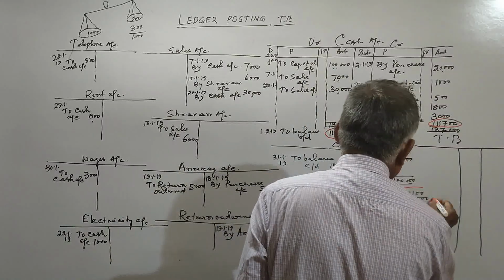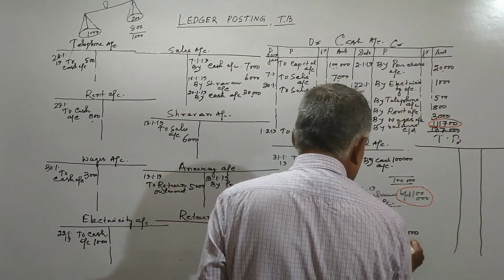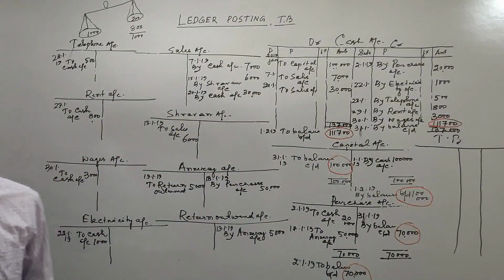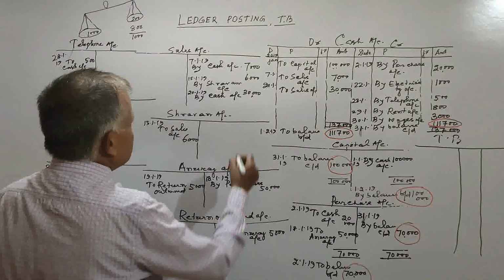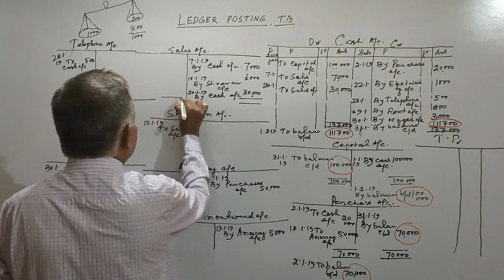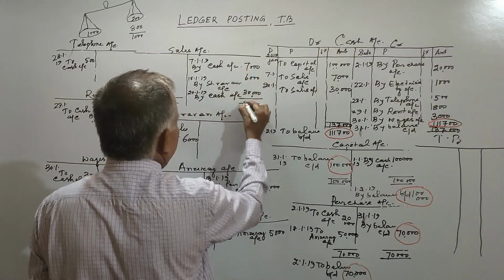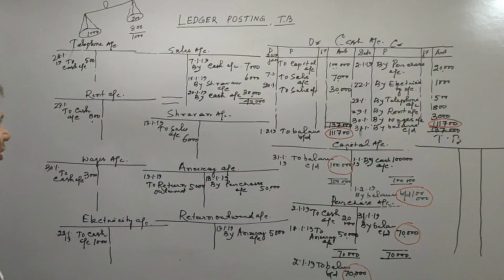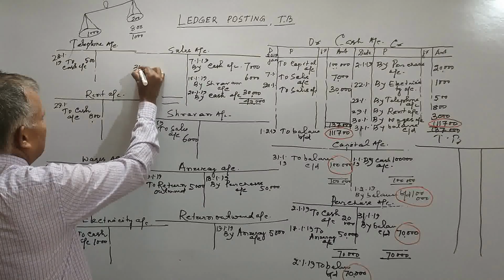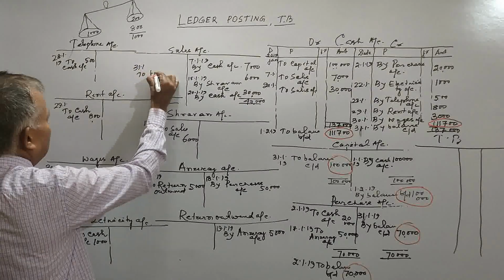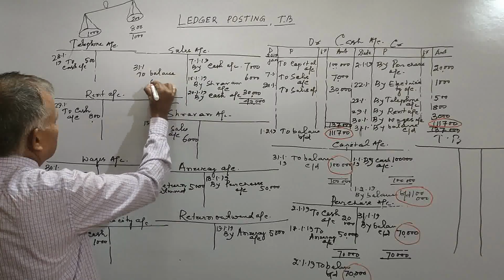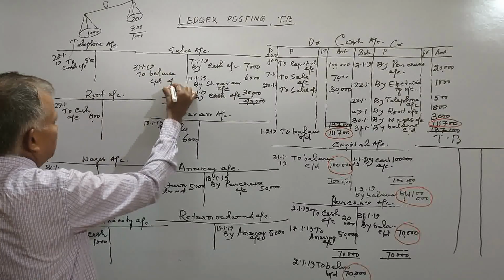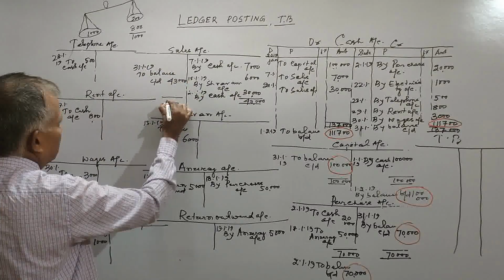This is your balancing figure. Then we will go to the sales account. The credit side is higher, so this is 43,000. We will write here 31/1 to balance CD. You write 31/1/19. This is 43,000, so it will be tallied.